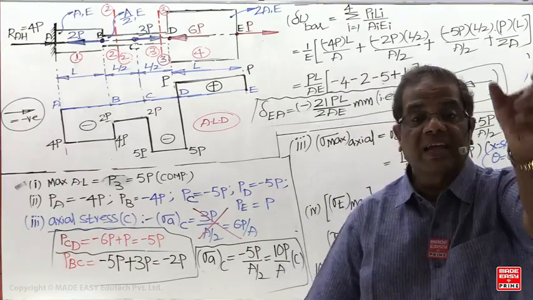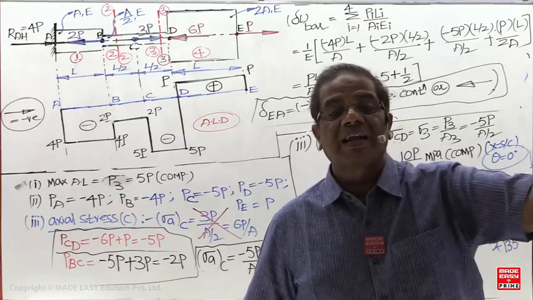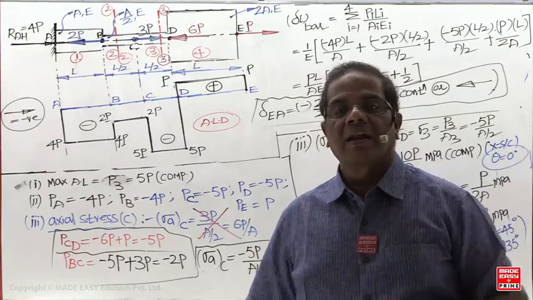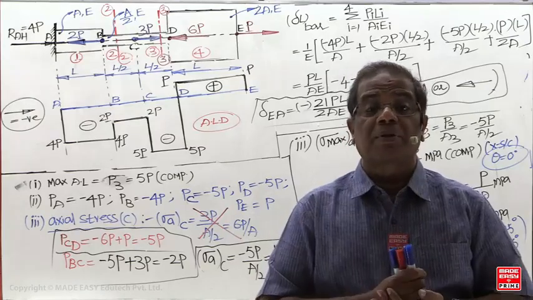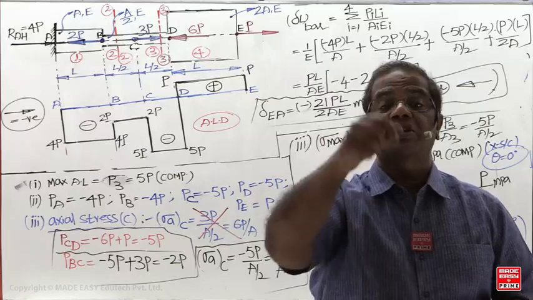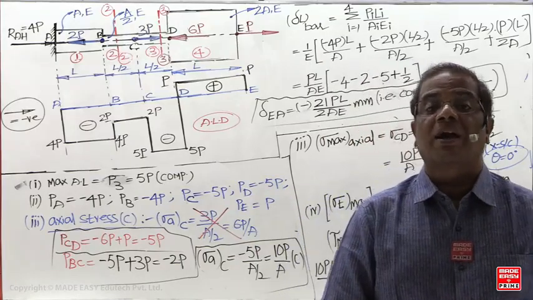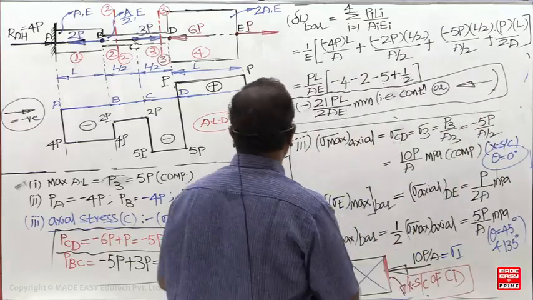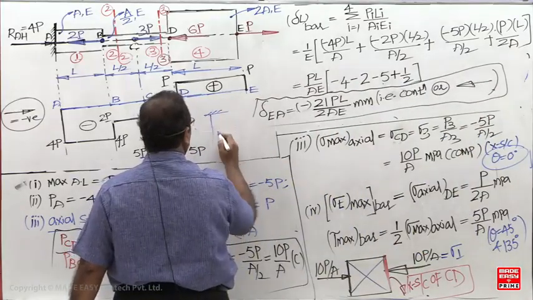for a vertical bar under self-weight, what ALD did you get? A triangle. Then you are getting a horizontal line. So all this vertical line concept is used when a member is horizontal. But when a member is vertical, what change you have to make now? That vertical line should be replaced by horizontal lines. Yesterday I did this question, the self-weight example.